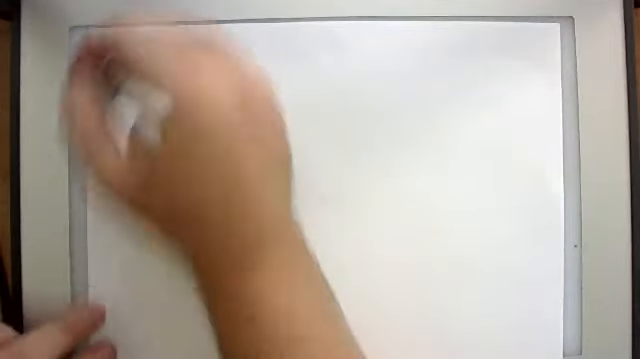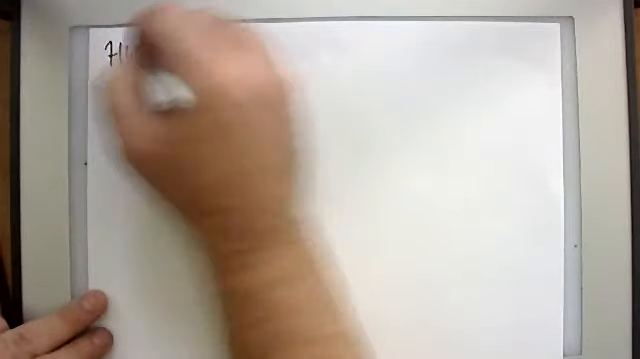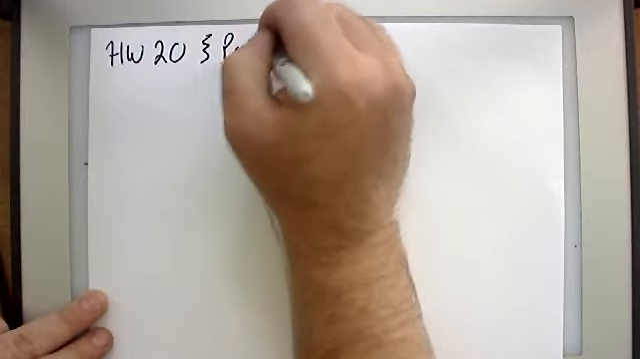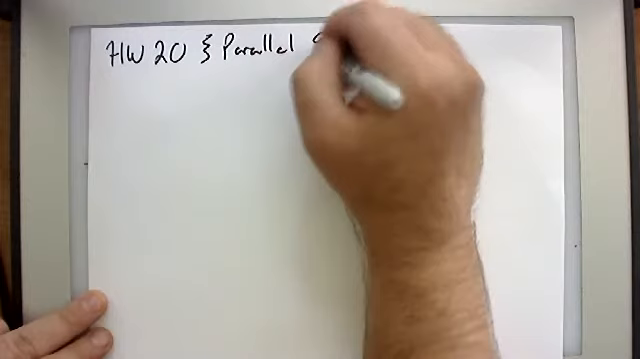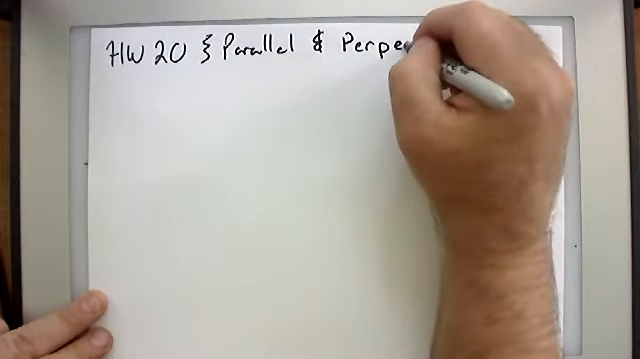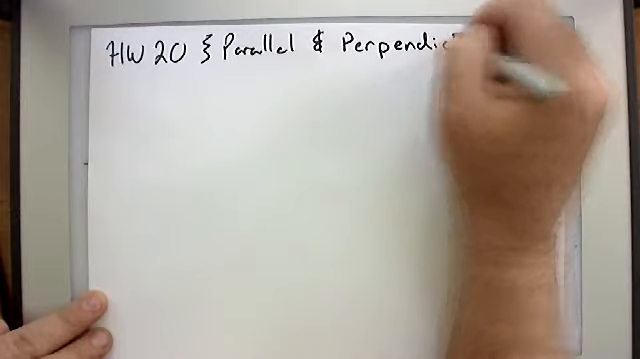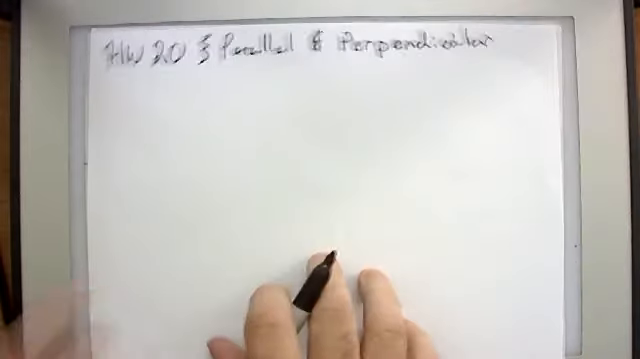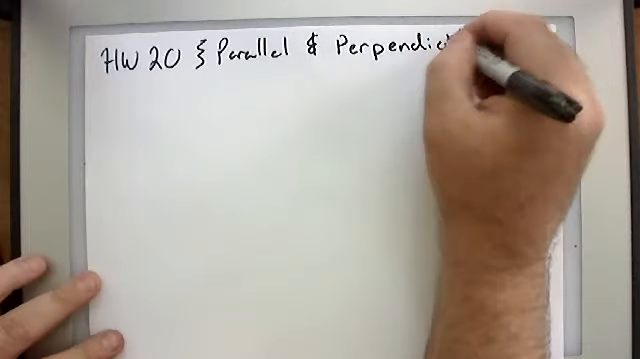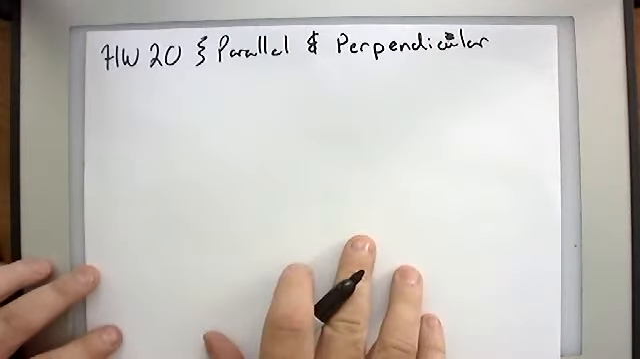All right, guys, this is going to be the lecture for homework 20. The idea here will be parallel and perpendicular lines. It's pretty imperative that you go back and make sure you are comfortable with the lecture from homework 19, because this is pretty much going to build off that.